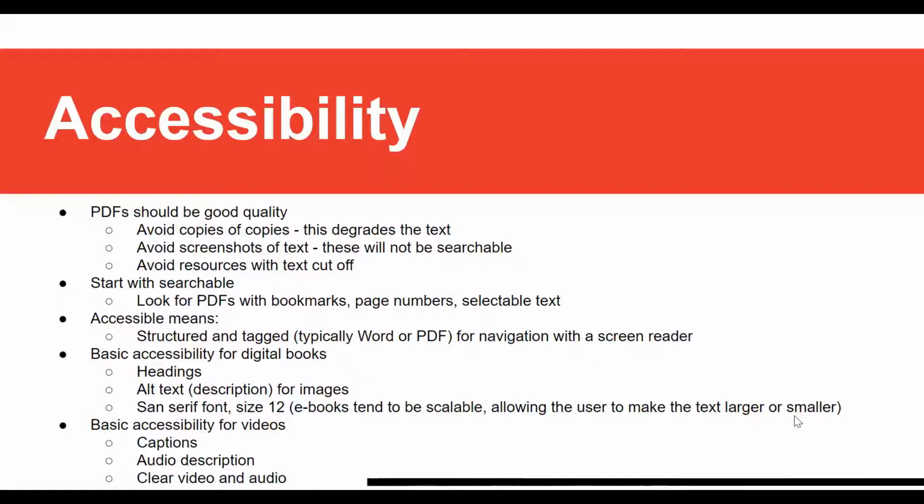So basic accessibility is basically that it's structured with headings for the chapters, it has descriptions for images, and the font is sans serif, size 12. When you get an ebook from something like OpenStax, those tend to be scalable, meaning you can make it larger or smaller for the student, and it'll scale along with whatever device they're using, which is really nice.